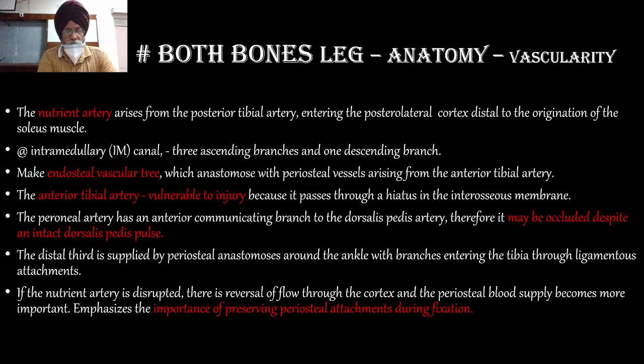The distal third is supplied by the periosteal anastomosis around the ankle, with branches entering the tibia through the ligamentous attachment. If the nutrient artery is disrupted, there is reversal of flow through the cortex and the periosteal blood supply becomes more important. Emphasize the importance of preserving the periosteal attachment during fixation.